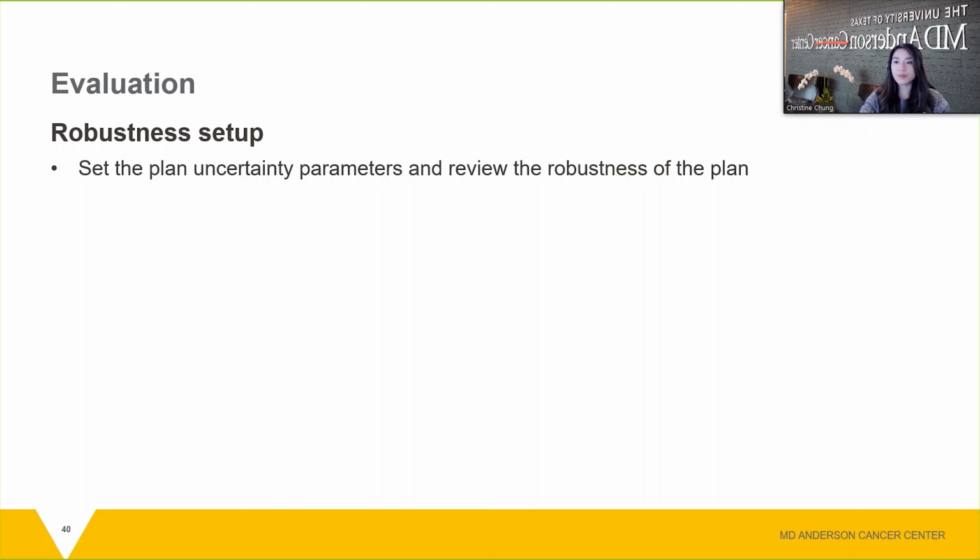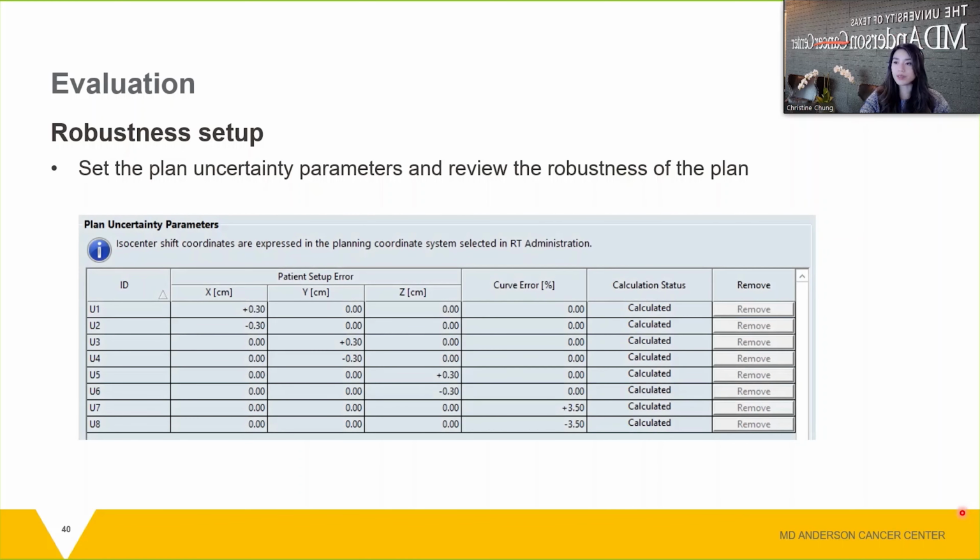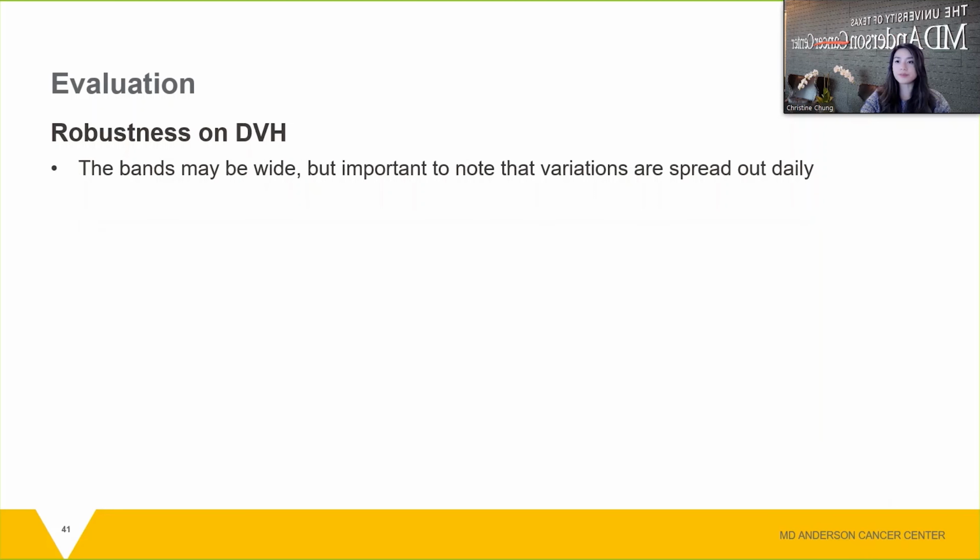Okay, so the first step in the robustness setup is to set the plan uncertainty parameters for it to calculate. And so here you can see again the 3 mm setup uncertainty for this, I believe, a head and neck case, and then the 3.5% CT uncertainty, which is for all cases.